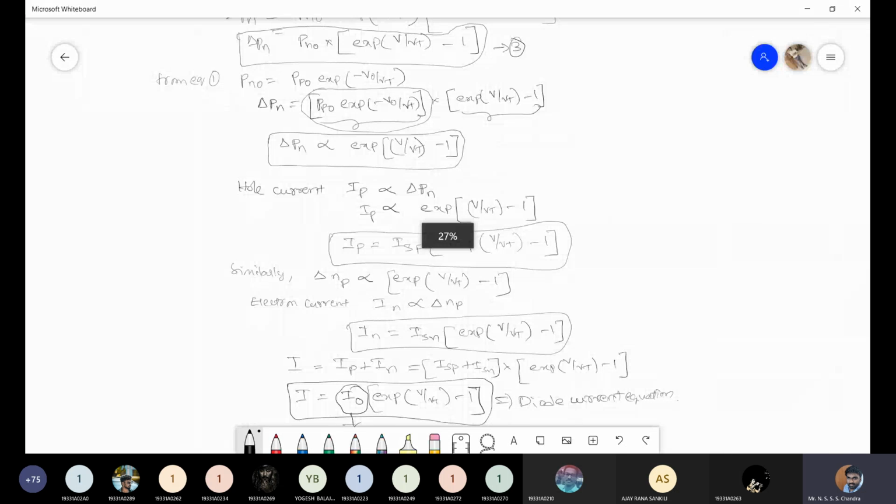What happens if the voltage given is a large number? You are giving a large voltage.